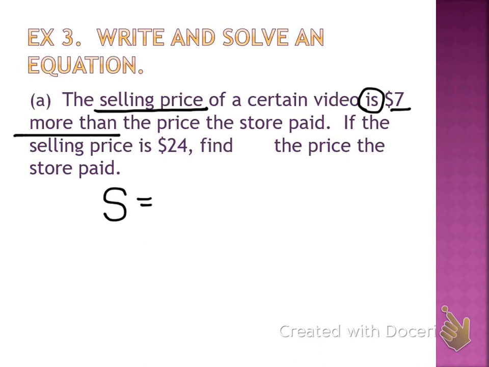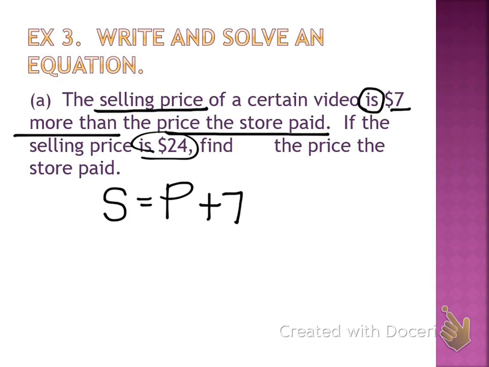So the selling price of a certain video is 7 more than. Now, more than indicates what operation? Addition. So I'm going to go ahead and write plus 7 because I know that it's $7 more than something. So I'm going to add 7. Now, it's $7 more than the price the store paid. So I've got the selling price. It is $7 more than the price the store paid. So I'm going to use a P to represent the price the store paid. Now we've got 2 variables and we only can have 1. So let's keep reading. If the selling price is $24, find the price the store paid.